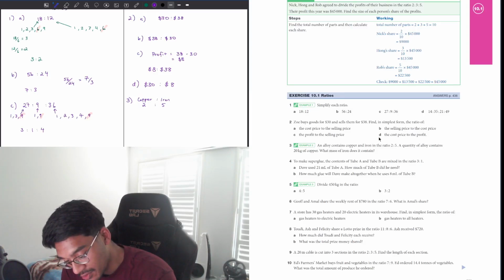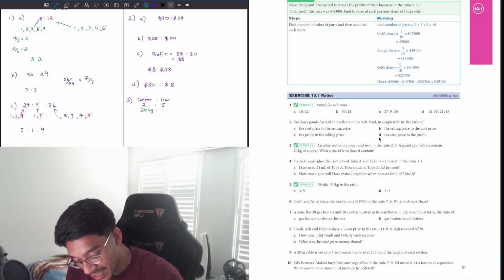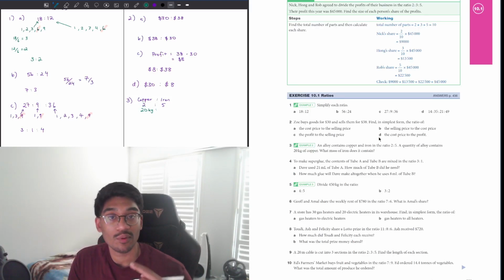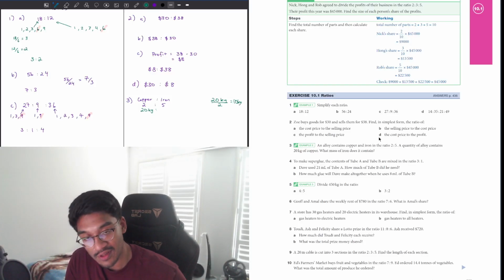So now I'm going to do it on screen. So in this specific amount, we have 20 kilos of copper, and we want to find out how much iron there is. So we can see here that 2 parts is 20 kilos. So we want to work out the value of 1 part. So we do 20 kilos divided by 2. Pop that in your calculator, you get 10 kilos. So we know that 1 part is worth 10 kilos.